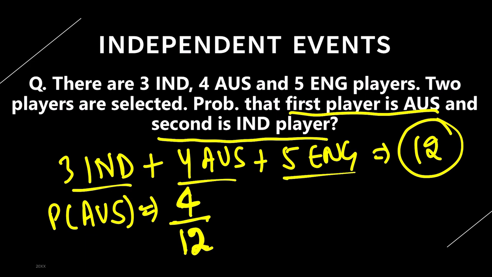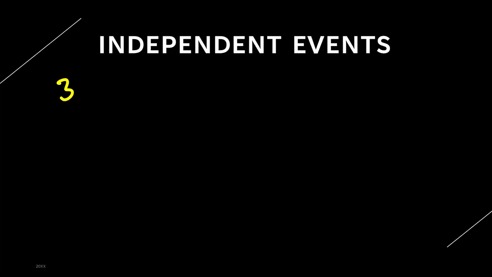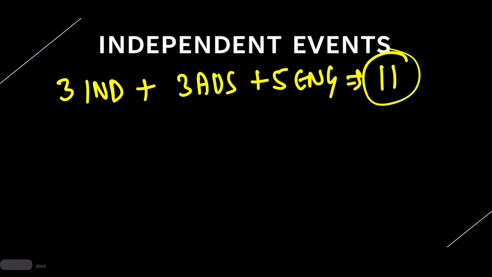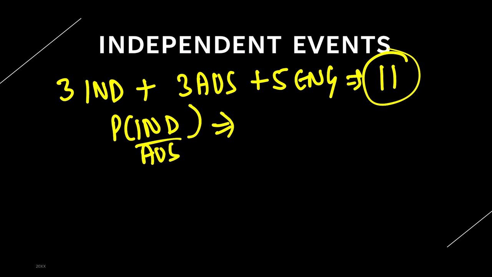Now, after event 1 has happened, how many people are we left with? 3 Indians, 3 Australians now and 5 English. That is 3 plus 3 plus 5, 11. So 11 players are left. Now I have to select the second, Indian player. Australian is already selected. After Australian has already been selected, what is the probability that Indian will be selected? That is 3 out of 11. Why? Because 3 Indian players are there out of remaining 11. So 3 by 11. Right?